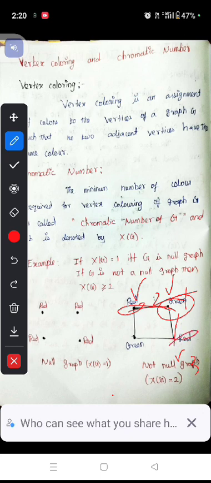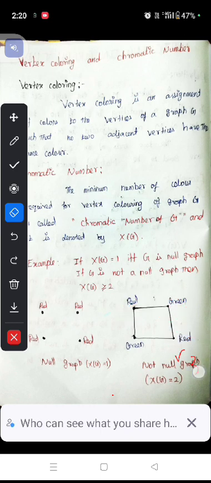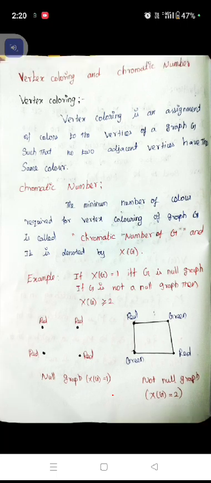This is the vertex coloring, and in a graph we use the minimum number of colors. This is called the chromatic number.